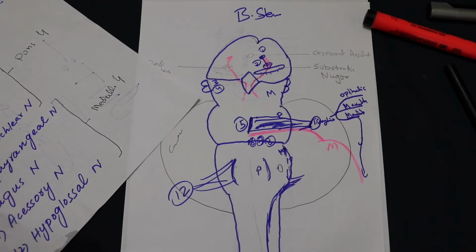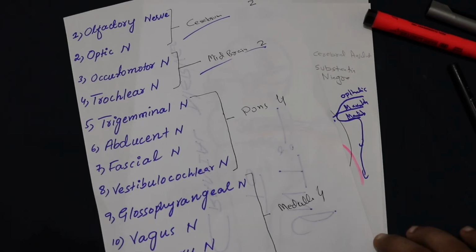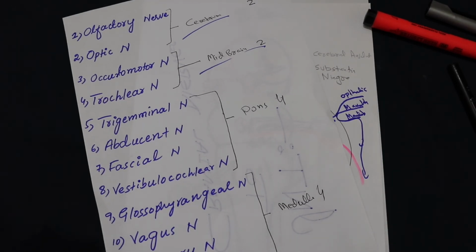So this is it regarding the lecture introduction to the origin of the cranial nerves, and we'll make another detailed lecture on the exit of these cranial nerves, from which cranial cavity or from which foramen or from which spaces they exit out.